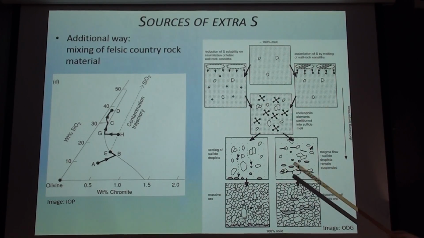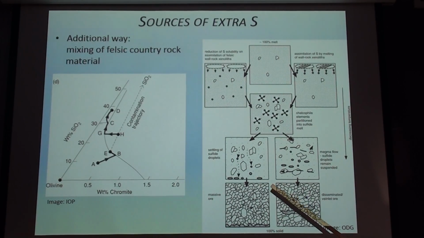and then depending on the dynamics of where this process is occurring, we'll have either settling, if there isn't any current, and we form massive ore, or if it's in a lava flow, let's say, these particles do not settle, and we might end up with disseminated ores.